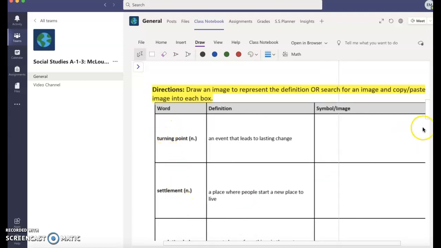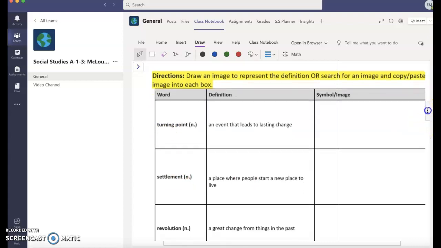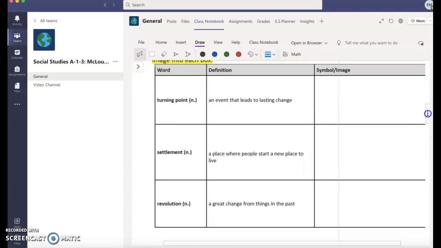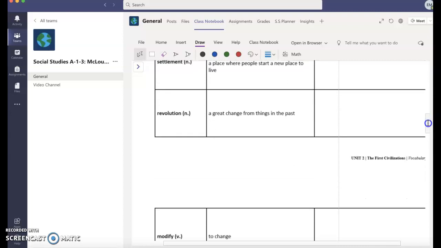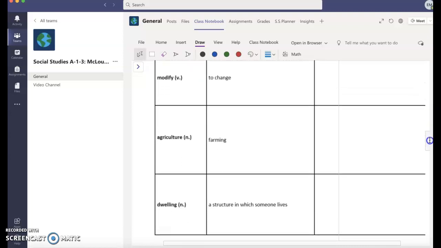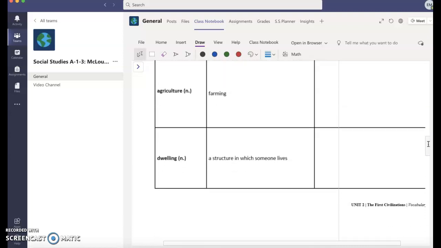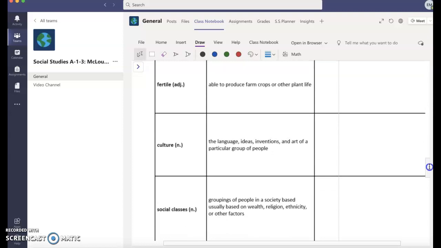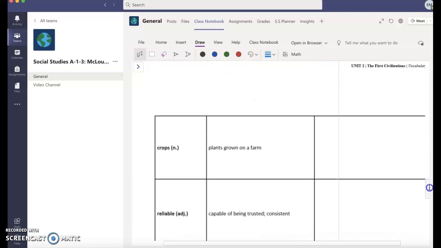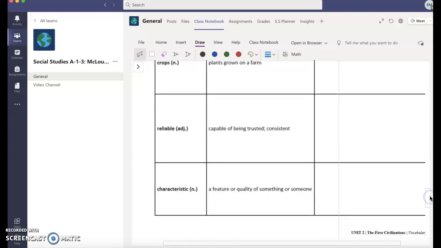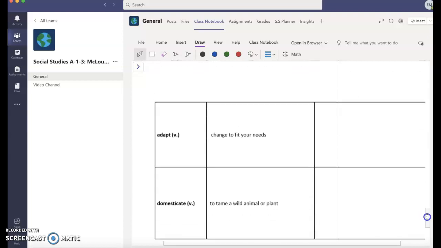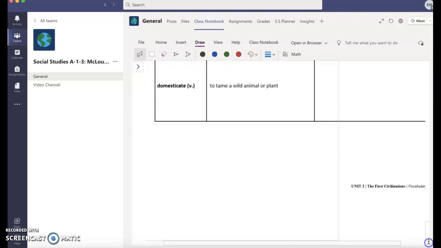So we have all of your words on the left-hand side and then the definition in the middle column. Turning point, settlement, revolution, modify, agriculture, dwelling, fertile, culture, social classes, crops, reliable, characteristic, adapt, domesticate. Okay, so I scrolled all the way to the bottom because I don't want to miss any information.